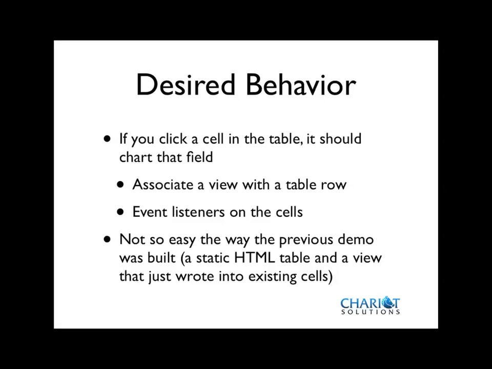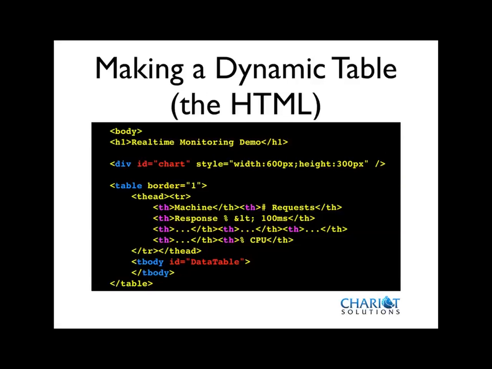So instead, we're gonna change the HTML a little bit. So it's going to have a table with no rows when it first comes up. So here's the div that the chart's going to go into. Here's the same table header block that was there before. But instead of any rows, we just have this empty T body with the ID data table. And that's what we're going to populate our rows into as part of the view.